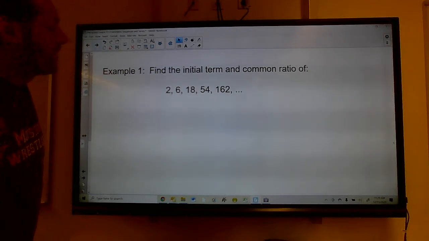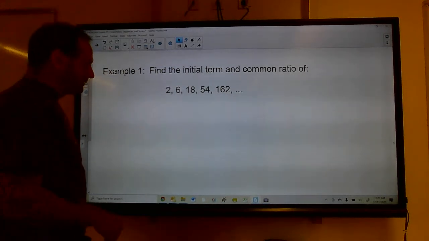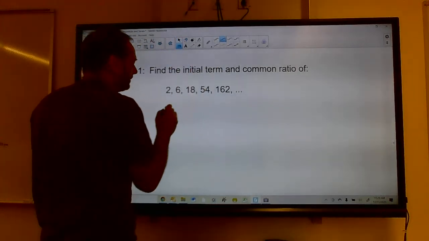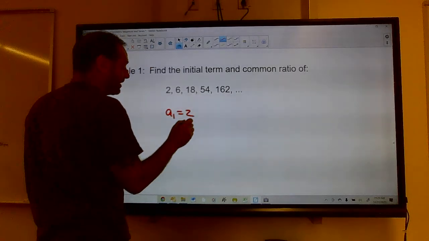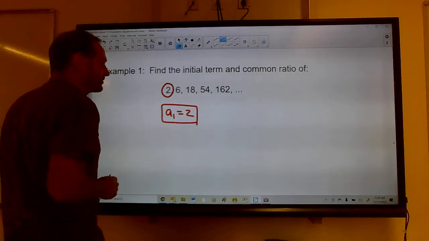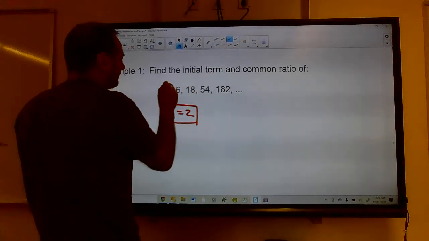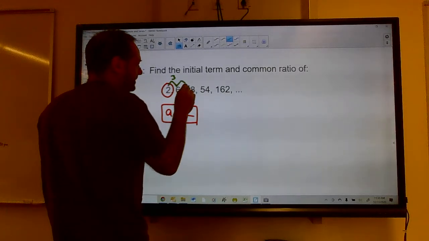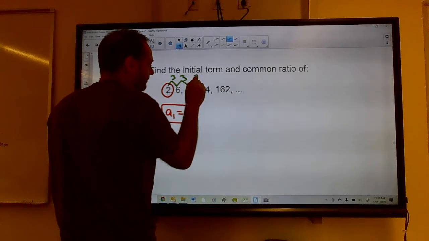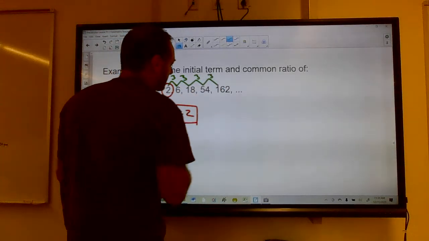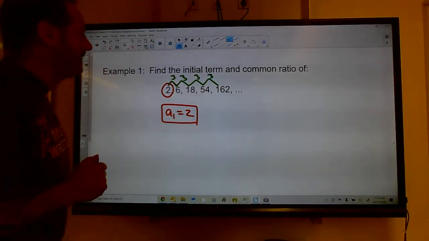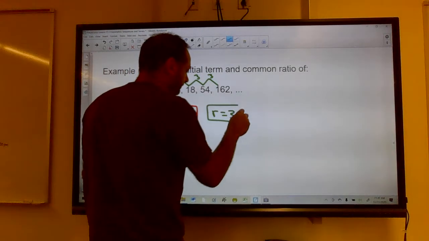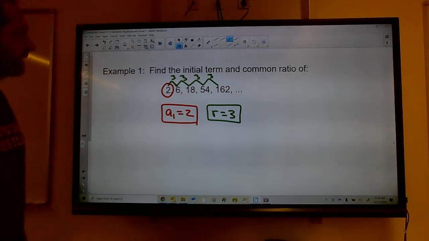All right, so find the initial term and common ratio of this sequence here, 2, 6, 18, 54, 162. All right, so the first term, simple. A sub 1 is 2. Nobody should ever miss that. Done. There's my first term. Now, the common ratio, let's see, 2 times 3 is 6, so the common ratio is 3. 6 times 3 is 18. 18 times 3 is 54. 54 times 3 is 162. So you need to check them all to make sure that you really have a common ratio, and so R is 3. So that's my common ratio.